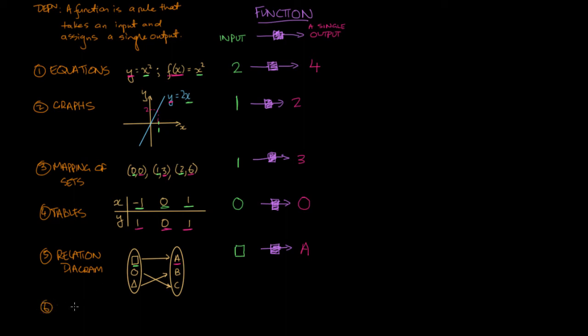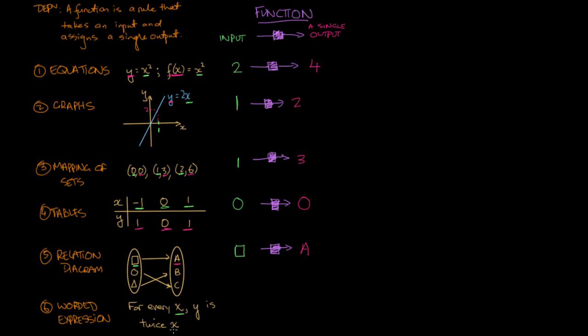Now the 6th type is simply expressions, or I'll call them worded expressions. So you might get some expression that you might need to evaluate whether or not it's a function. This expression might take the form of, for every x, y is twice x. So that's a rule. That's definitely a rule that we can use to determine inputs and outputs.